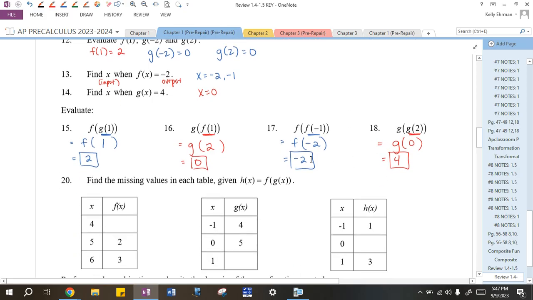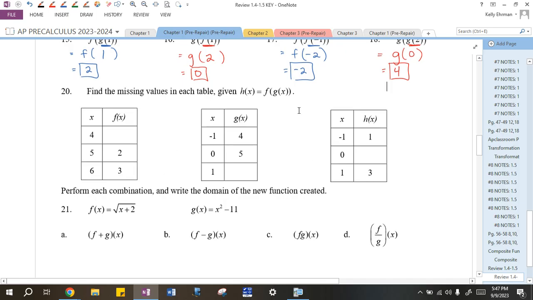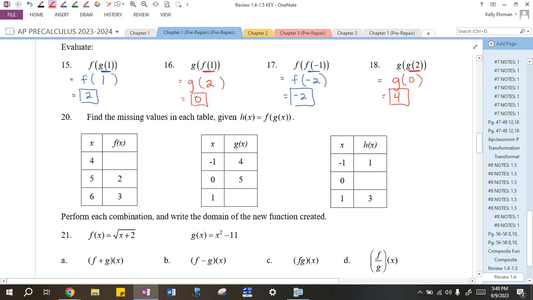Okay. New tables now. This is kind of like number 12 in the composition packet. Again, these can be tough. Find the missing values in each table given h of x equals f of g of x. So this one especially, I need to write things out for. And the easiest table to fill out will be the h spot, just because it follows the formula directly. It's the same math that we were doing for 15 through 18. So I'm actually going to start with h.